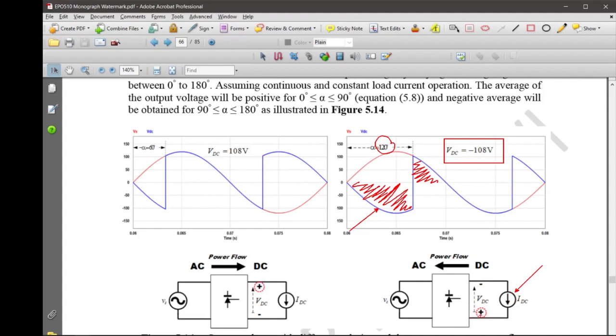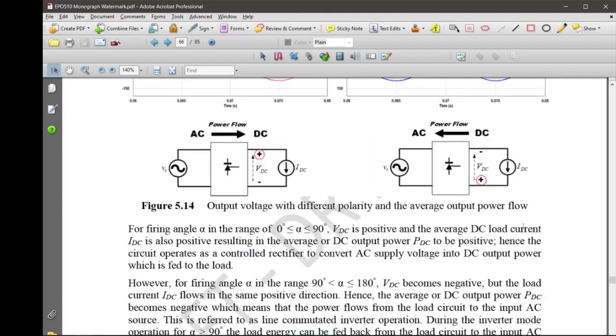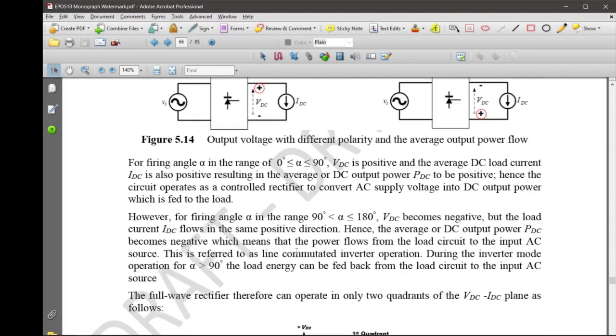Now you see that the current actually leaves from the positive terminal. That means this side becomes the supply, and that becomes the load. These conditions mostly occur in motor drives, electrical motor drives. So you can read the explanation here. During the inverter mode operation, alpha is greater than 90 degrees.